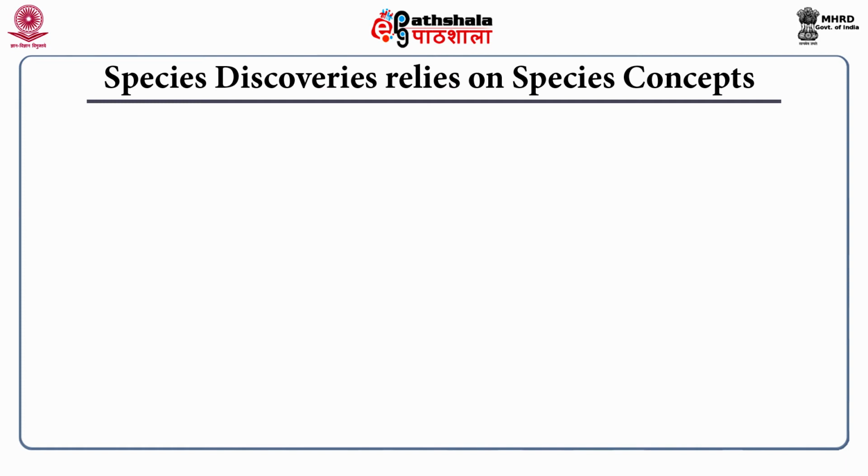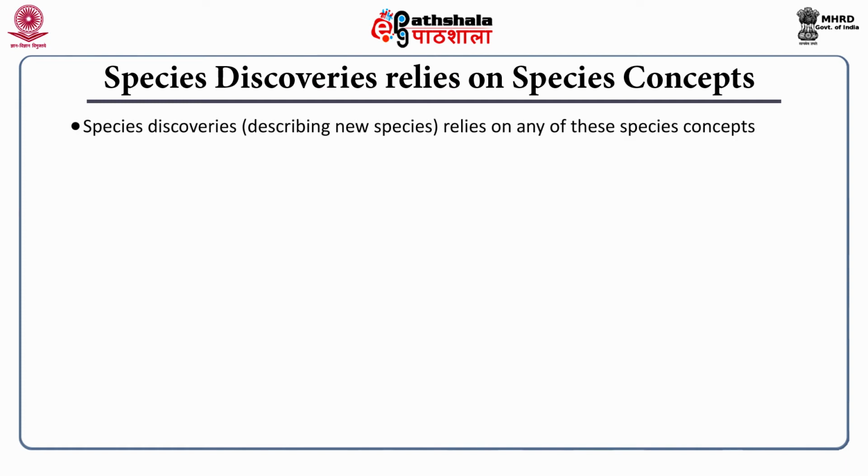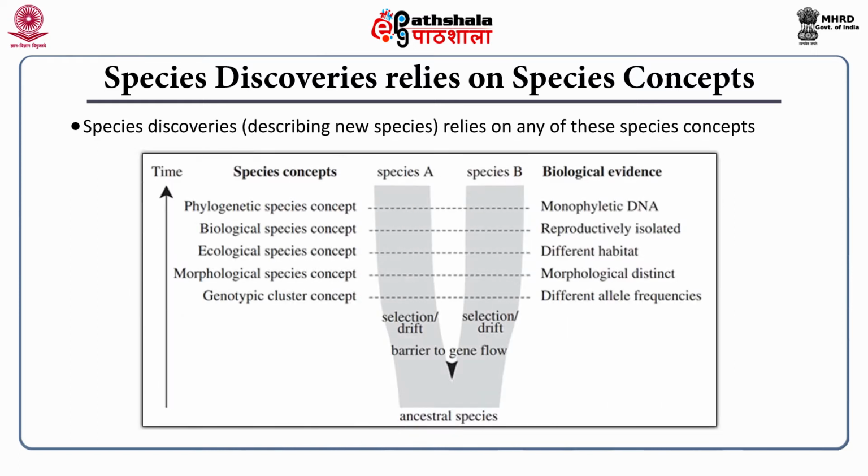Species discovery relies on the species concept. So species discovery is the term used to refer to new species. So if I want to discover as well as to formally describe a new species, I should base my description on one of the existing species concepts. So for example, the phylogenetic species concept, I can use that. So my biological evidence has to be monophyletic DNA.